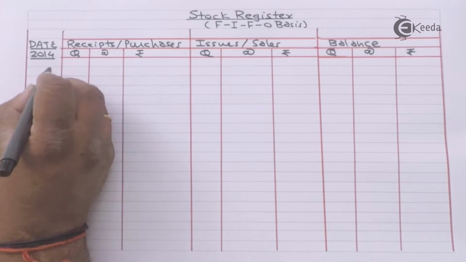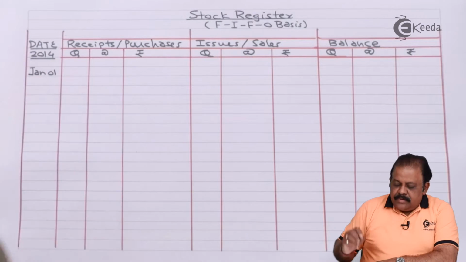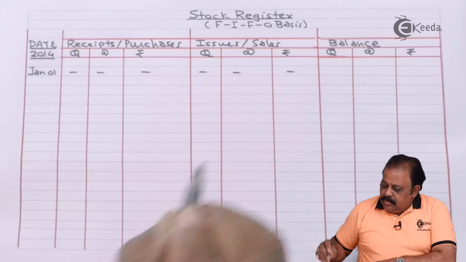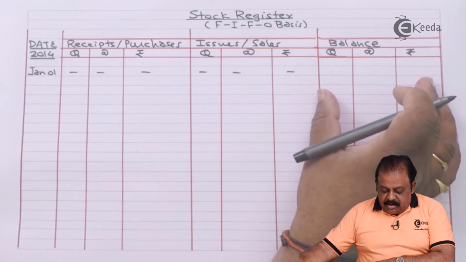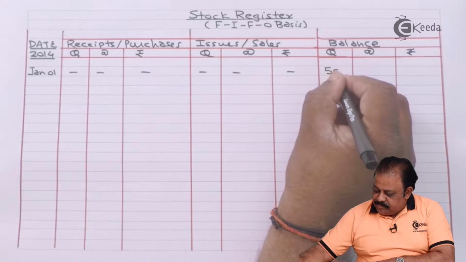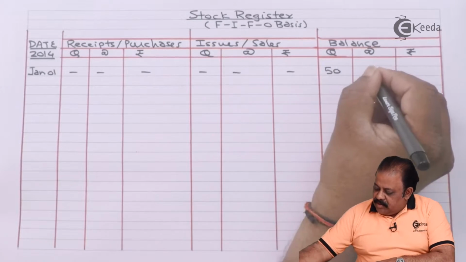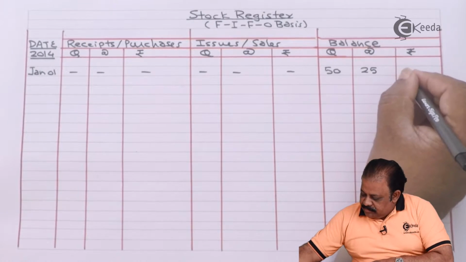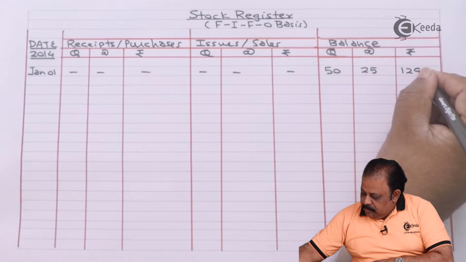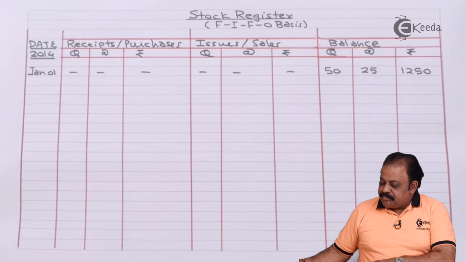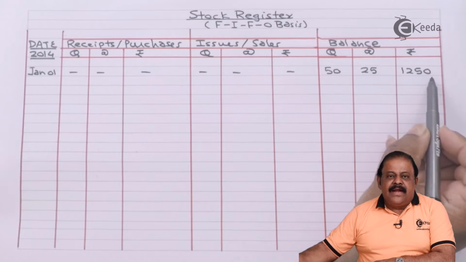2014, January 1st. Opening balance will be recorded here. Quantity 50 units. Rate is given 25 each. So it will be 50 multiplied by 25, 1250.